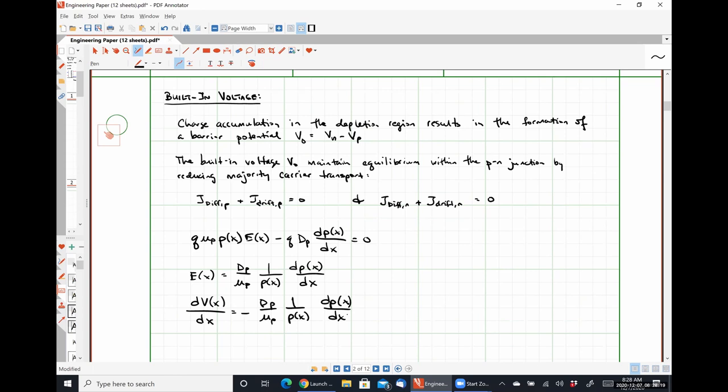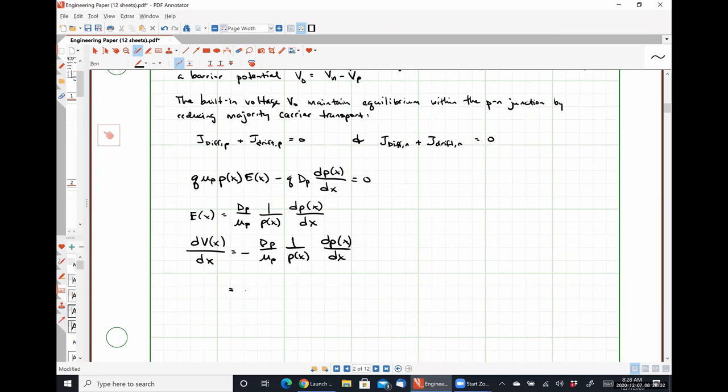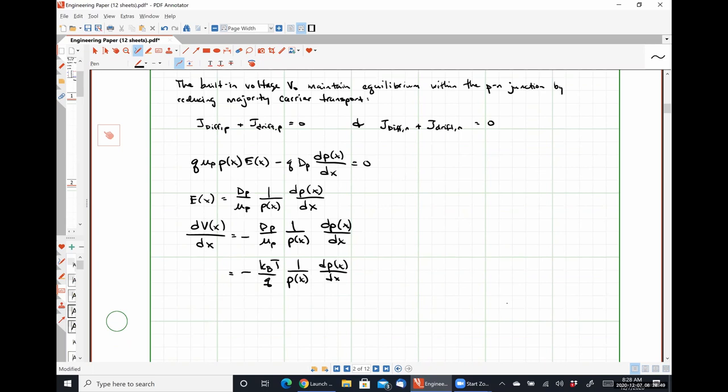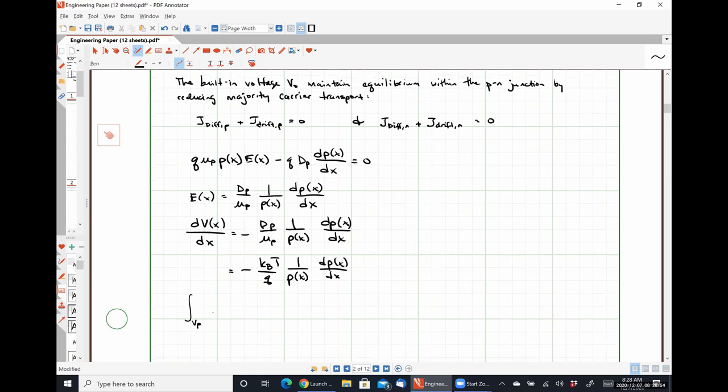I can use the Einstein relationship that we talked about at the end of last class to convert D P over mu P into kBT over Q, our thermal voltage. And I'm going to multiply both sides by dx and integrate. What that's going to give me is the integral from Vp to Vn of dV of x equal to negative kBT over Q, that's just a constant, times the integral from the hole concentration on the P side of the crystal to the hole concentration on the N side of the crystal, of 1 over P dP.